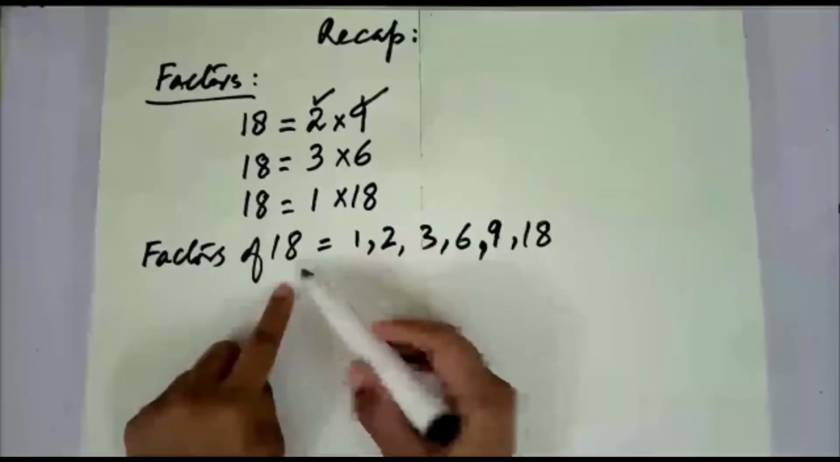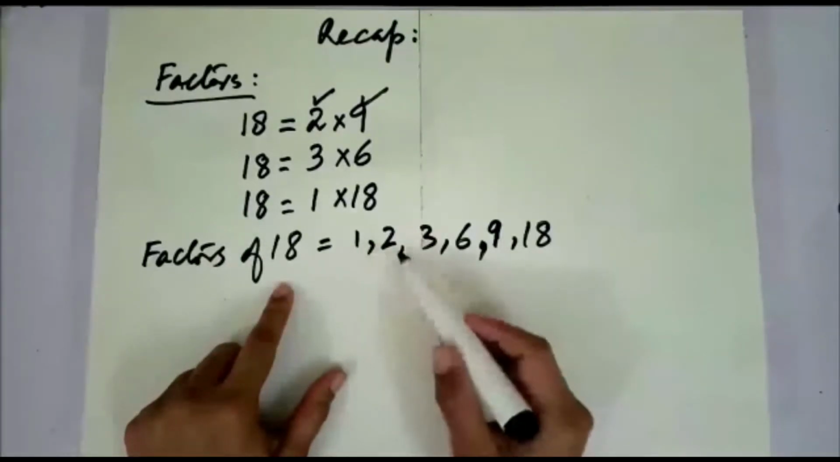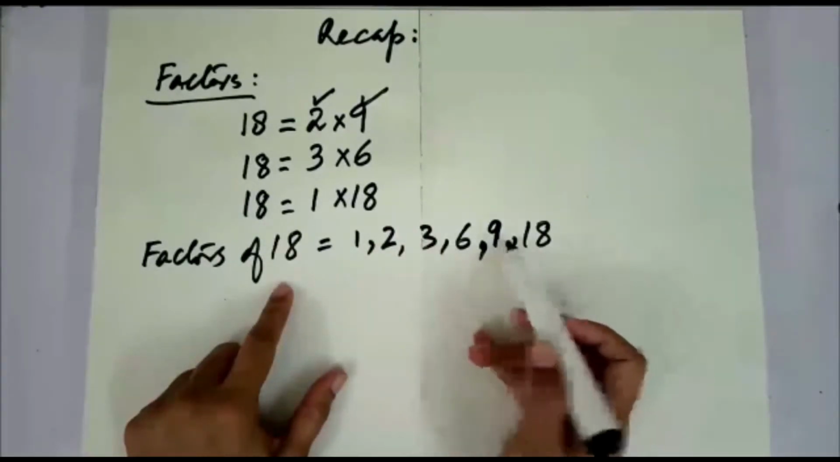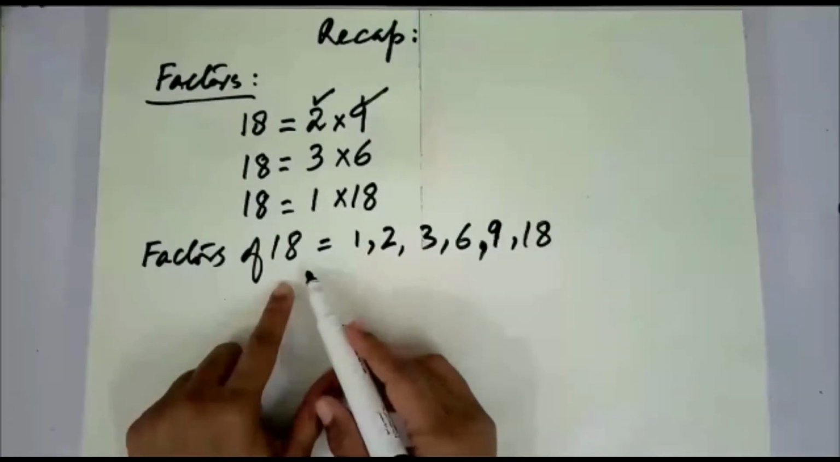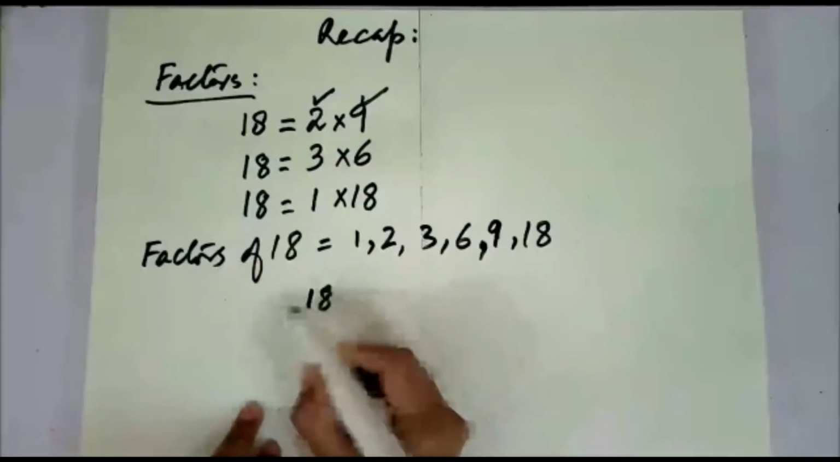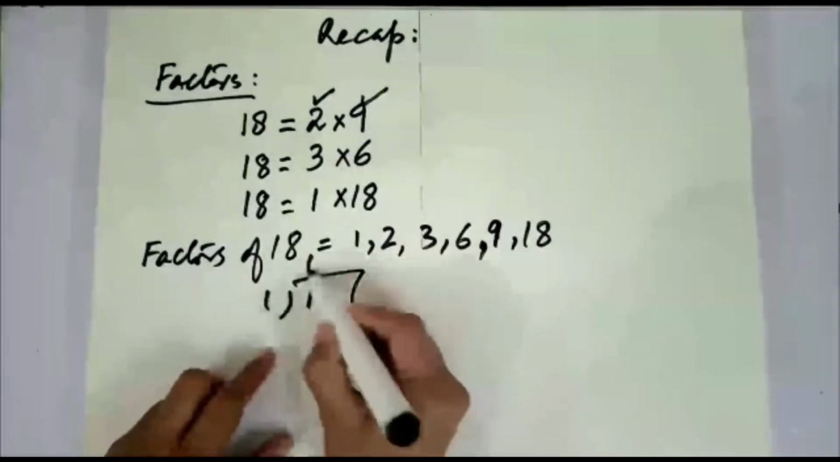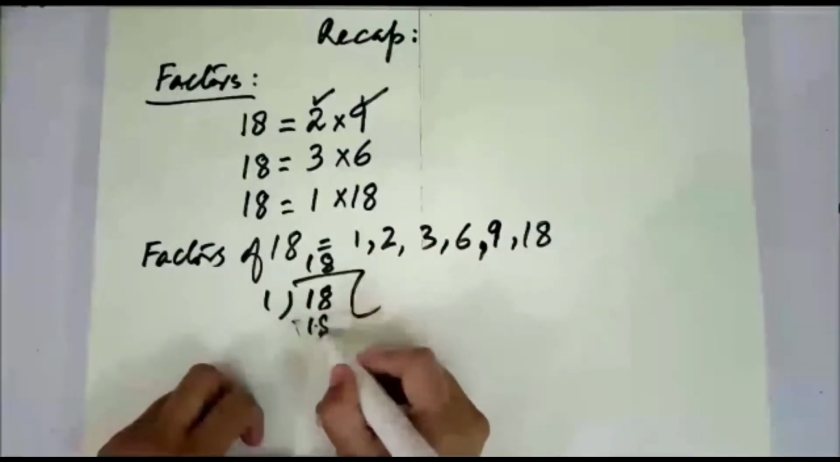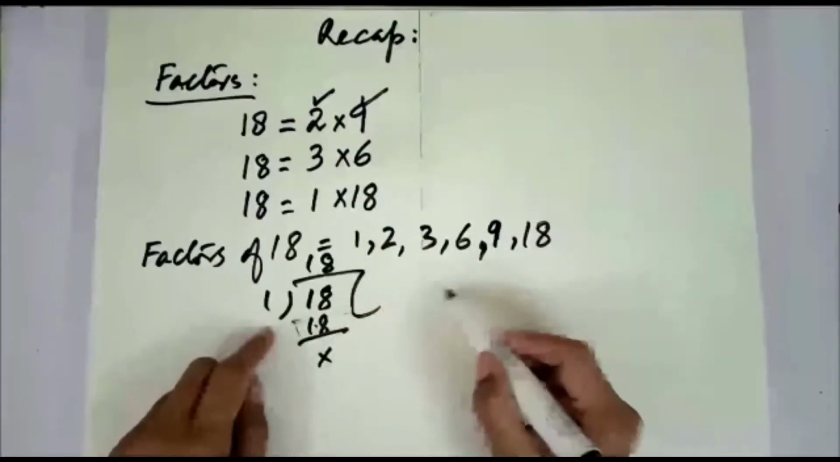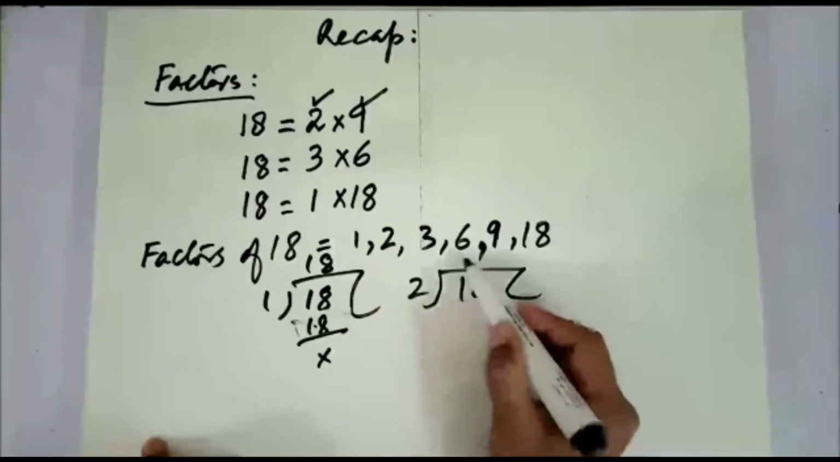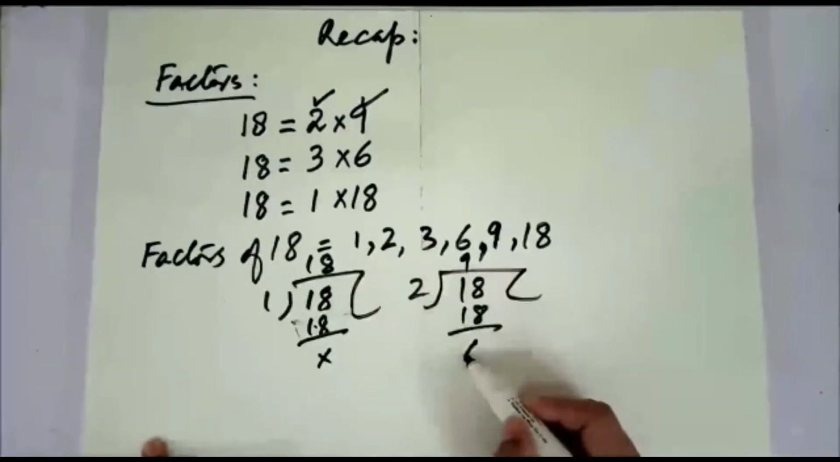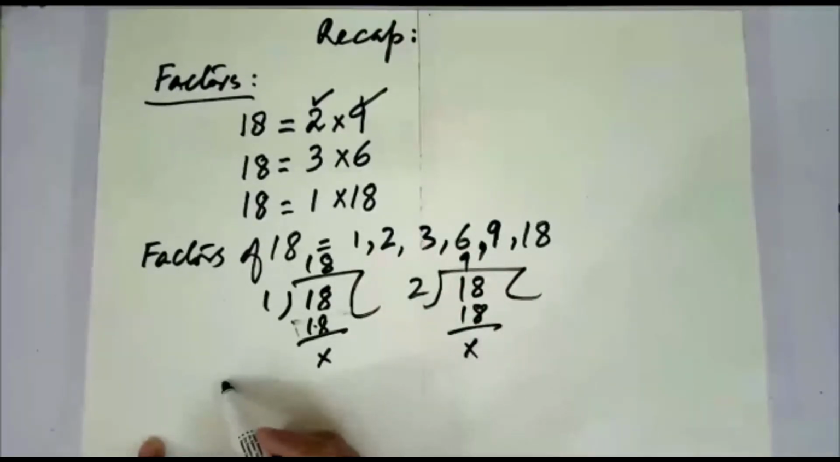So 18 is exactly divisible by 1, by 2, by 3, by 6, by 9 and by 18. Exactly divisible means there would be no remainder. If you divide this 18 by this factor 1, there would be no remainder. And if you divide this 18 by 2, there would be no remainder. 2 9s are 18. If you divide it by 3, that would be 3 6s are 18, no remainder.